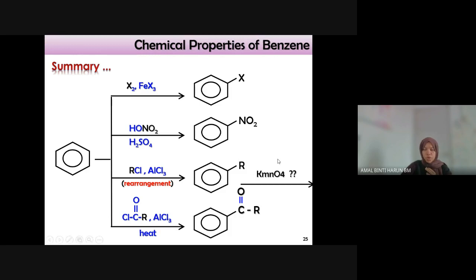Okay, so total ada 6 tindak balas. 4 dekat sini, 2 dekat sini. Okay, boleh oxidize ni syarat dia dengan mempunyai carbon, benzylic carbon, ada benzylic hydrogen. Okay, so with that we finish chapter benzene. Itu saja. Thank you.